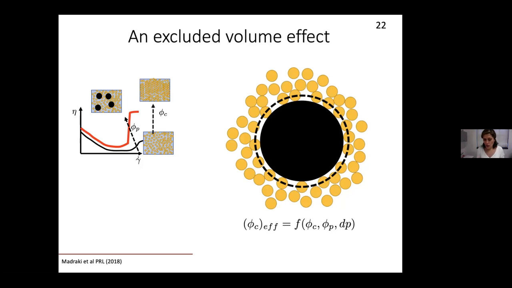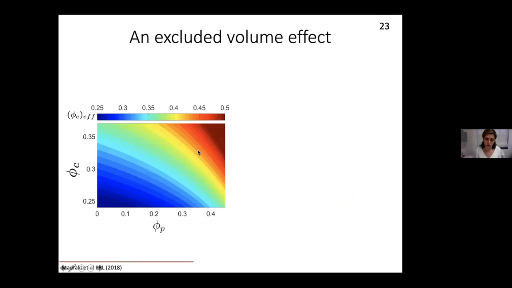It's constant. So we can easily write down or find a function that would give me what is the rise of solid volume fraction outside this shell as a function of the solid volume fraction of the small grains, the solid volume fraction of these large particles, and the diameter of these large particles. So I'm going to call that solid volume fraction an effective solid volume fraction.